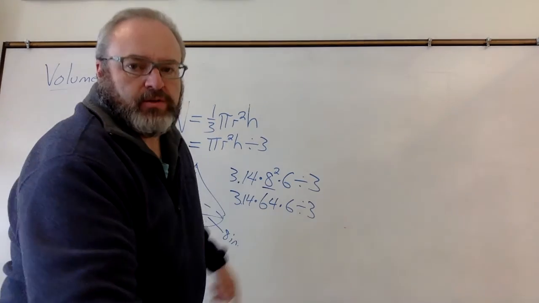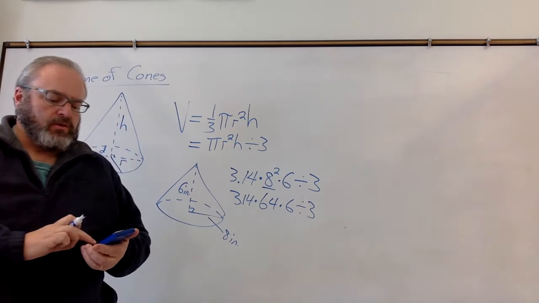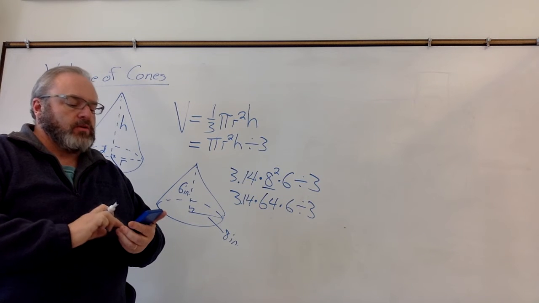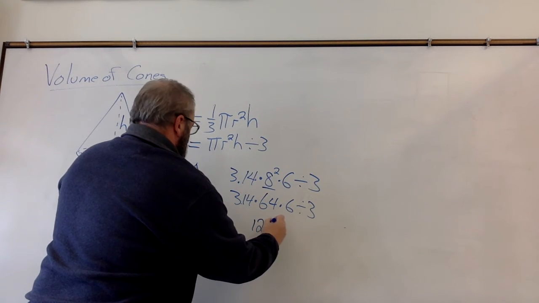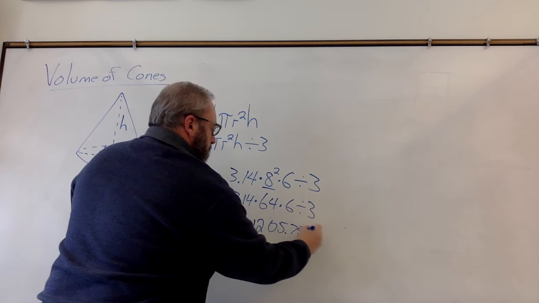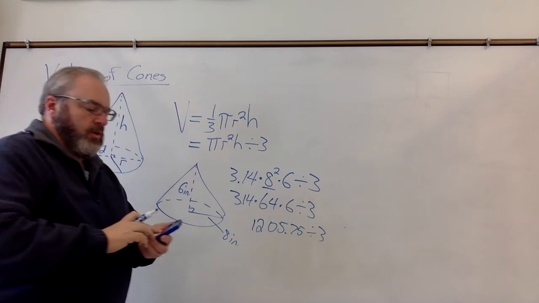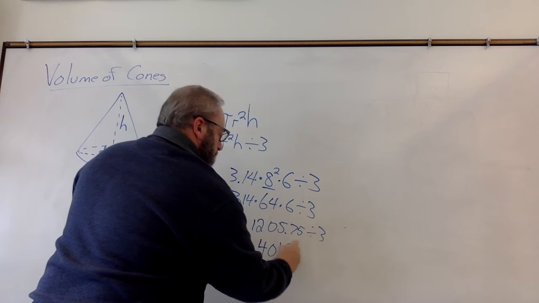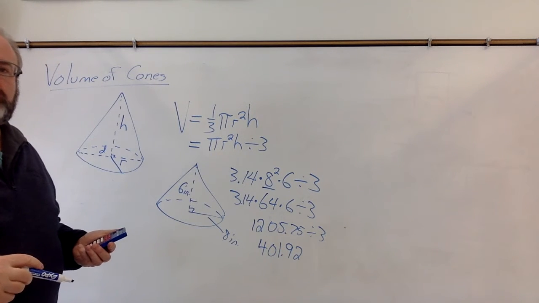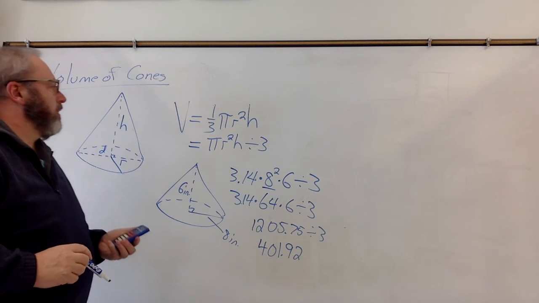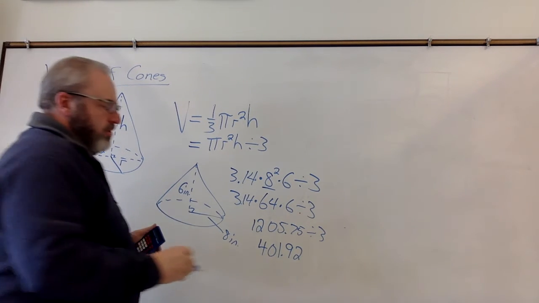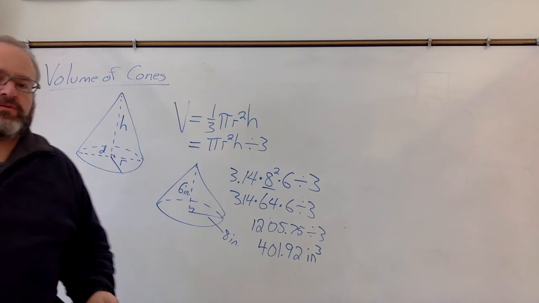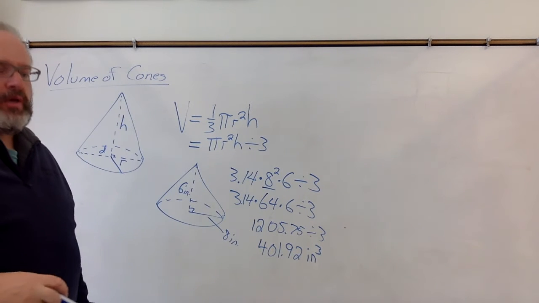Now, if we multiply this across, and I do recommend you use your calculators for this so you don't make mistakes, 3.14 times 64 times 6, and we get 1,205.75, which we are now going to divide by 3. 401.92. And since this is three-dimensional, we're talking about volume, this is in cubic inches, or inches cubed, which is the third power. Okay, so that's how you do a cone.